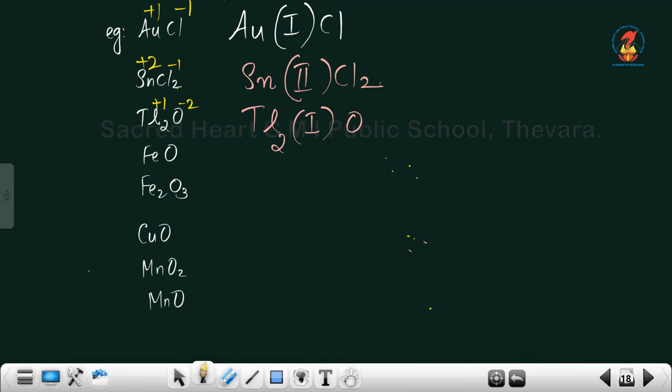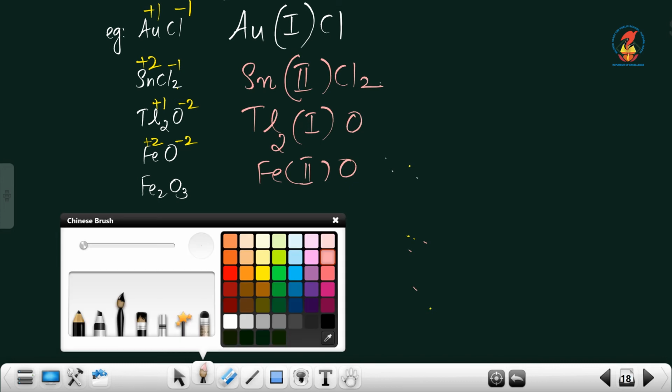Next we have FeO. Again a neutral species. Sum should be equal to 0. Oxygen we know minus 2. So iron, only one iron we have. So definitely it should be plus 2. So how can we write Fe(II)O.